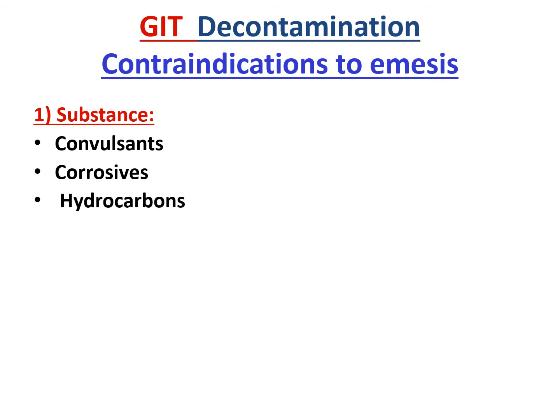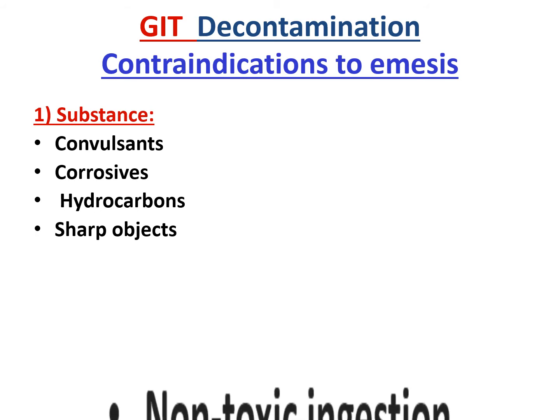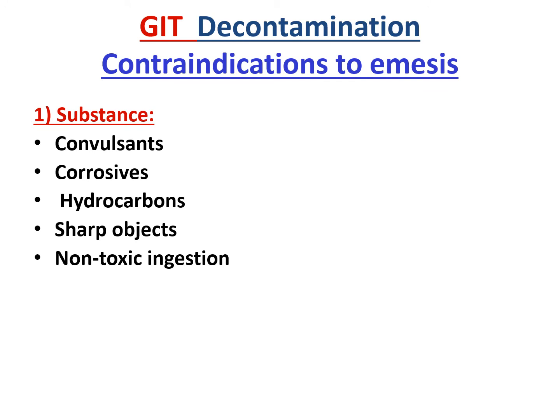Hydrocarbons, which are petroleum distillates like kerosene and gasoline, are volatile. During emesis, the patient may inhale the fumes of these substances, causing hydrocarbon pneumonitis, or he may aspirate his vomitus, leading to aspiration pneumonitis. We don't use emesis with sharp objects to avoid deep penetration and injury to the soft tissues. Also, it's not mandatory in case of non-toxic ingestion.